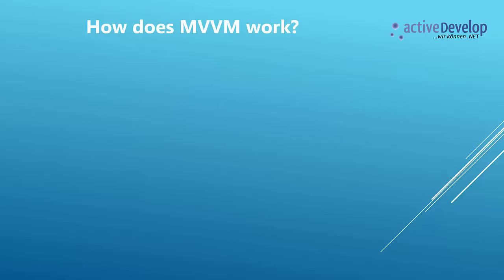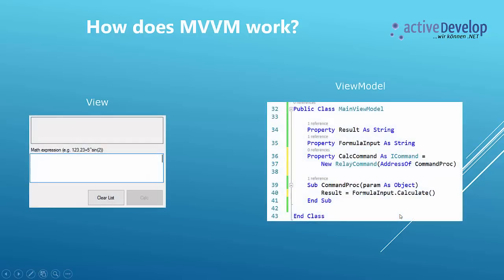So let's take a look at a sample app, which is a simple form of a calculator. The user can enter a formula, a math expression if you will, hit calculate and see the result in the output label. Here on the left side we have our view, which can be a form or a user control in Windows Forms. And we have our view model, the remote control if you will, on the right side.